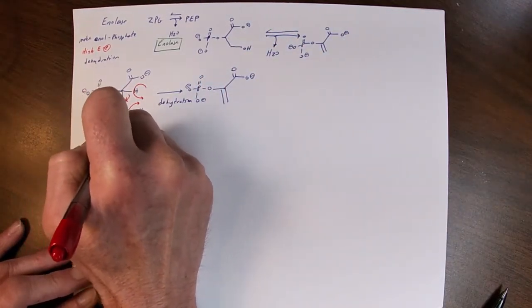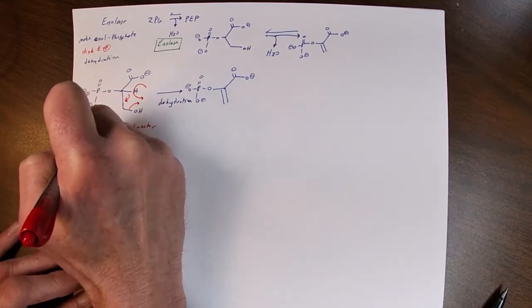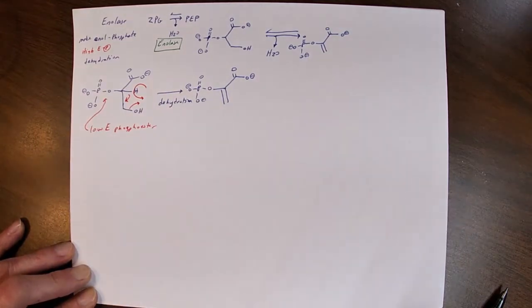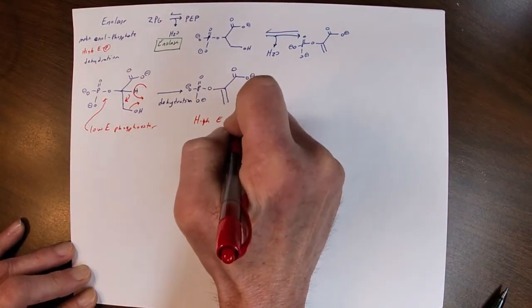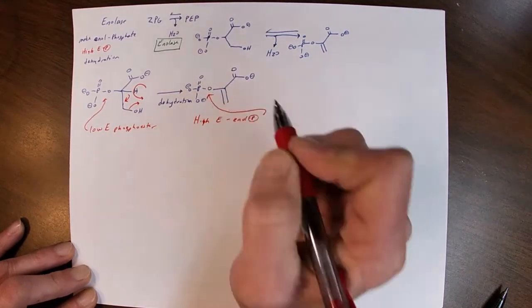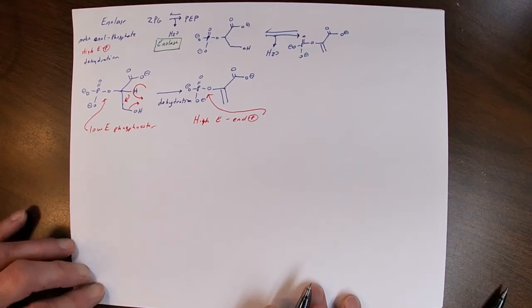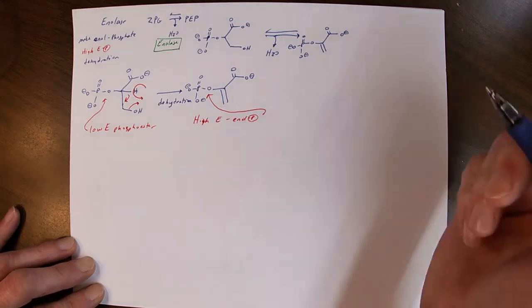Low energy phosphoester. High energy enol phosphate, just by simply doing a dehydration. Very clever. So now we're ready to do, one last note here.